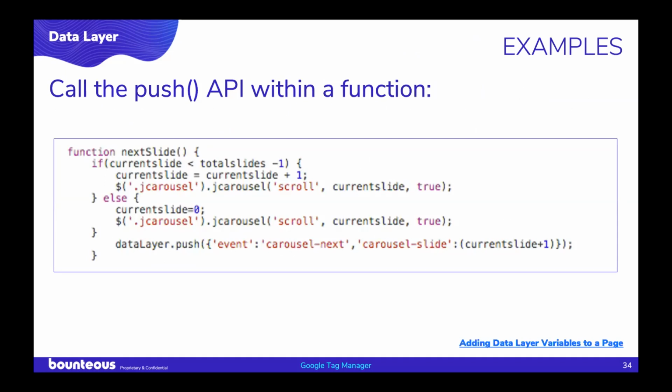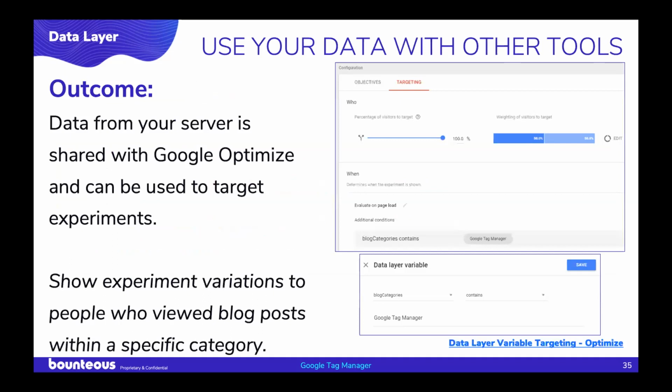And then you can also do that in any of your custom JavaScript code as well. You can call that push API to send data. So this is an example with a slider. You could actually use this to track how far somebody gets through one of those wonderful, always super useful carousels on your site. So a lot of possibilities there as well.